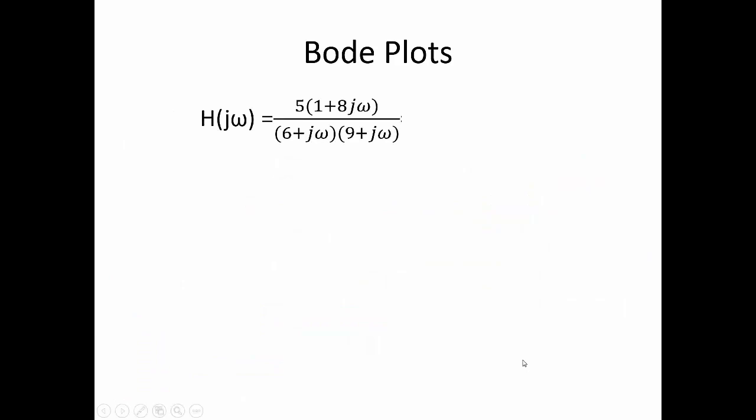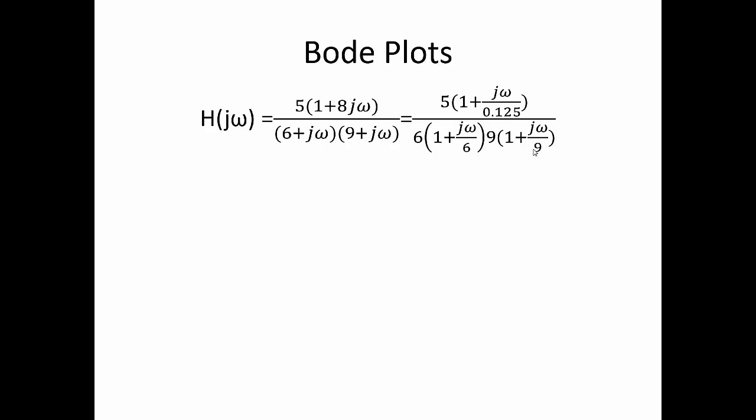Okay, slightly more complicated. We need to work on rewriting this first. All the rules I gave said 1 plus j omega divided by something. Here we've got a 1, but it's j omega times something. Here we don't have a 1. Here we don't have a 1. We can take this 8 and turn it into a 1 divided by 0.125. We can factor the 6 out of this term, putting the 6 in the denominator. We can factor the 9 out of this term, putting the 9 in the denominator.